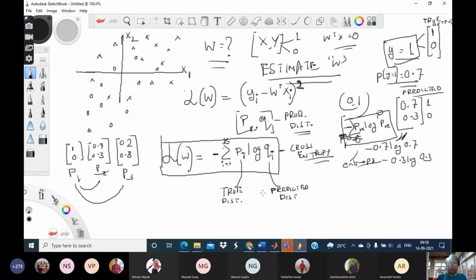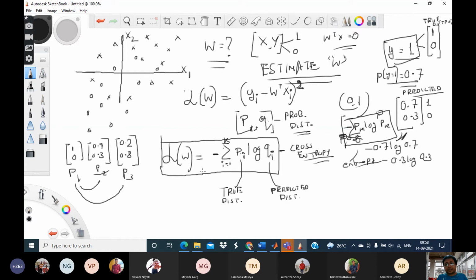Okay. Yes, can we say that K is the dimension of the label space? Yes, definitely, absolutely, you can say that. K is the dimensionality of the label space. Now, this is the cross entropy loss function.